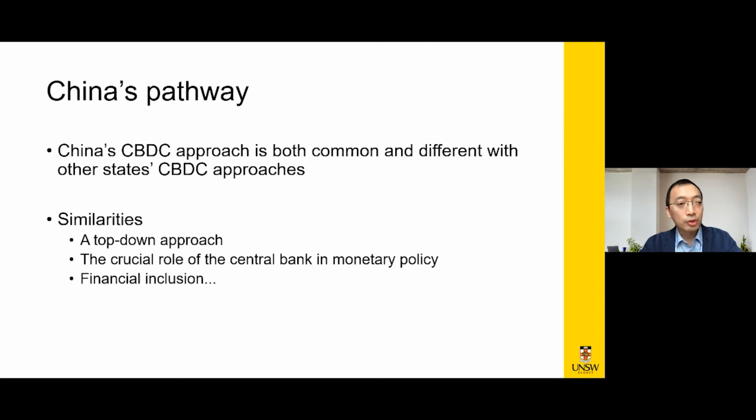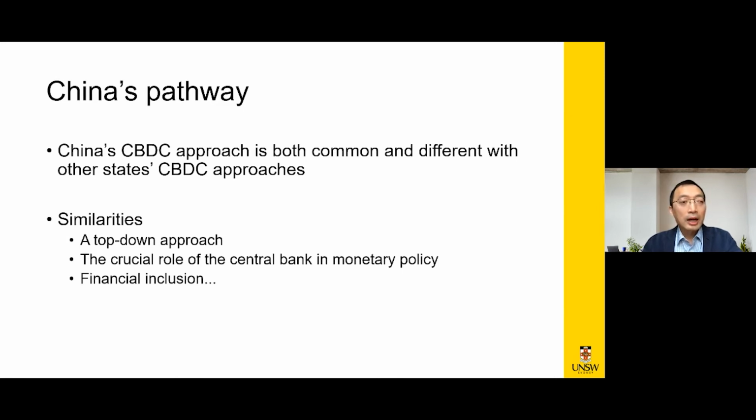I would say that China's approach to CBDC is both common to and different from other countries. In terms of similarities, we see that they all take a top-down approach, so it is central bank-led. We also see that the central bank's role will be strengthened in areas like monetary policy, and they will have a better sense of what's happening in terms of currency flow. They also have some common arguments underlying the incentive, like financial inclusion, as mentioned earlier. And there are some similarities in terms of encouraging innovation in payment. So these are the similarities.